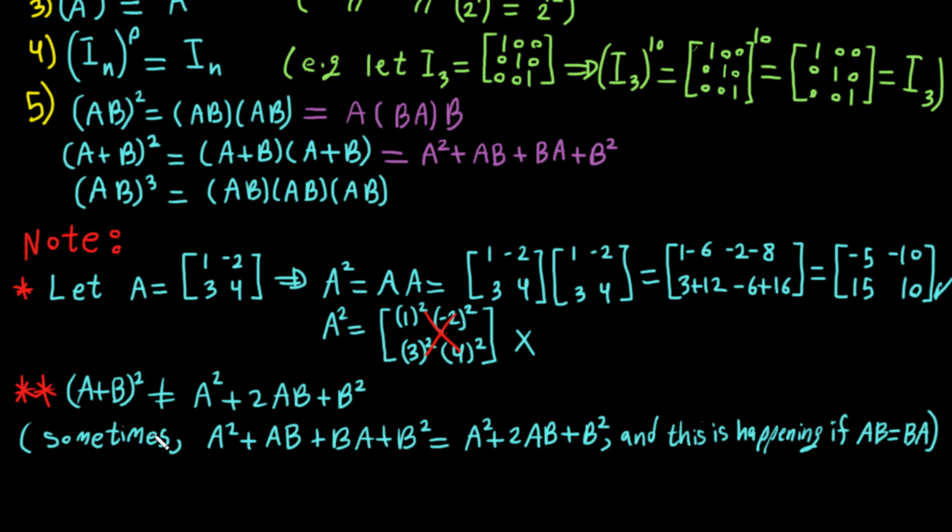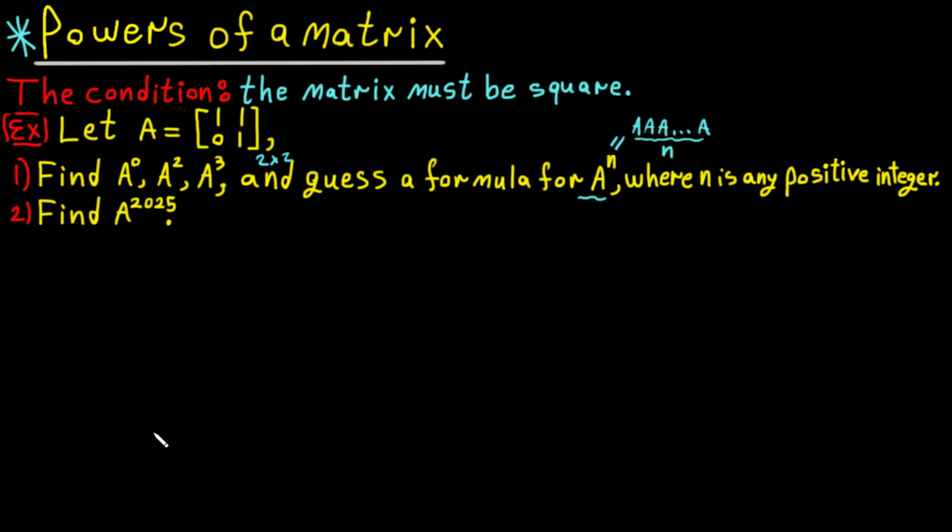Now let's solve the problems. Let's solve the first question. A to the power 0 is equal to, as we said before, the identity matrix, here the 2 by 2 identity matrix. So it is equal to 1 0 0 1.